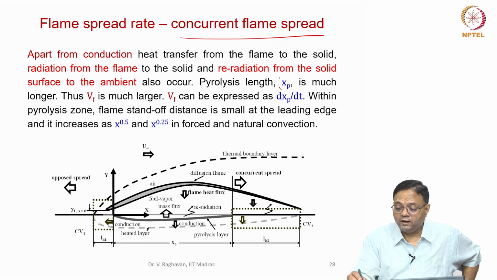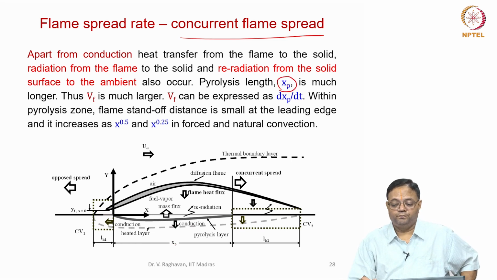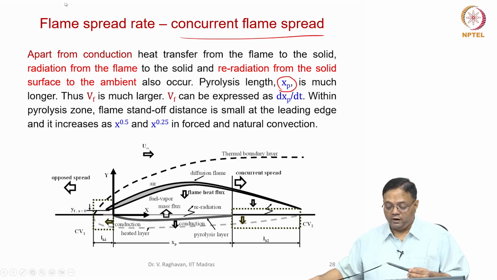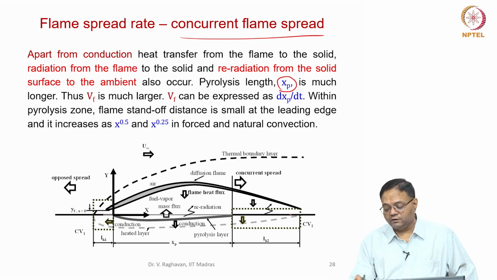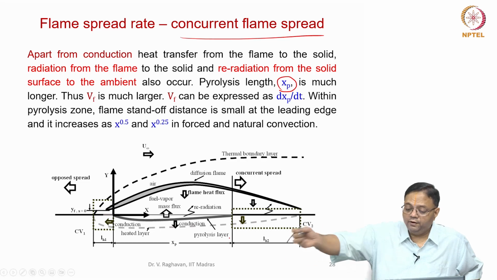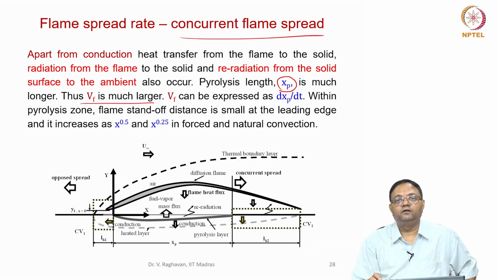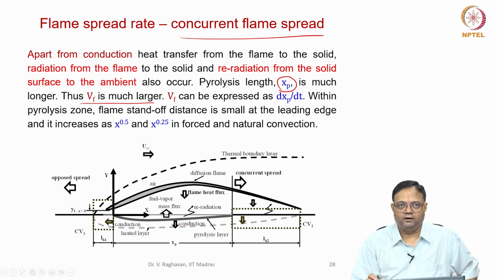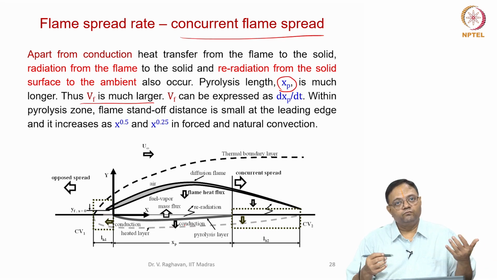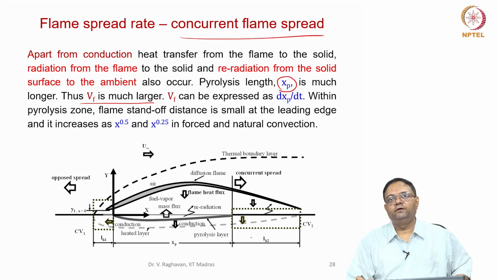Then there is a significant value for x p, and the pyrolysis length also is much longer. Here the pyrolysis length and heated length are of same order. Here it is not so. Pyrolysis length also is very long. Apart from pyrolysis length, there will be a significant amount of heating length also. Okay. So, in this case, the V f will be much larger than what we observe in the opposed flame spread. First point. Second one is this V f also will vary with time. It is not going to be a steady flame spread rate.